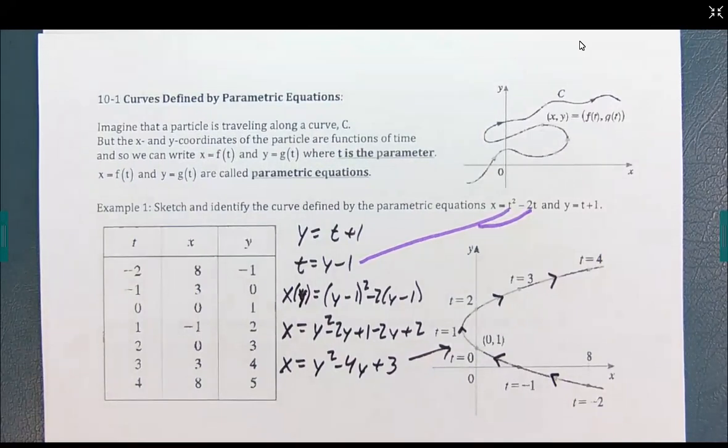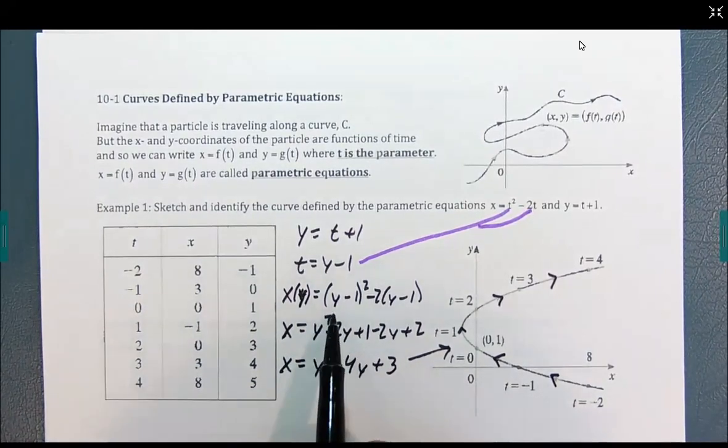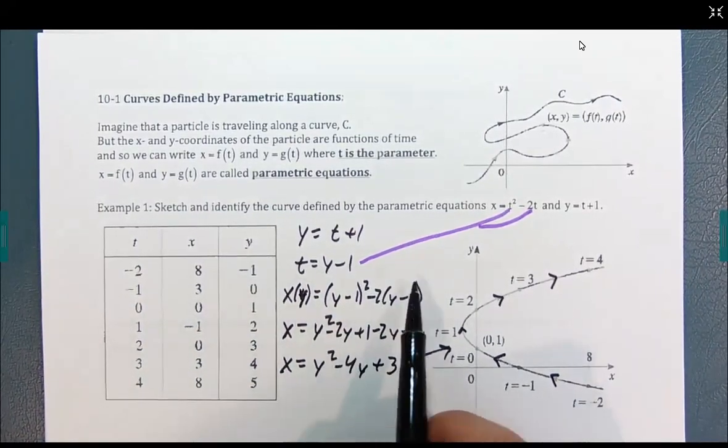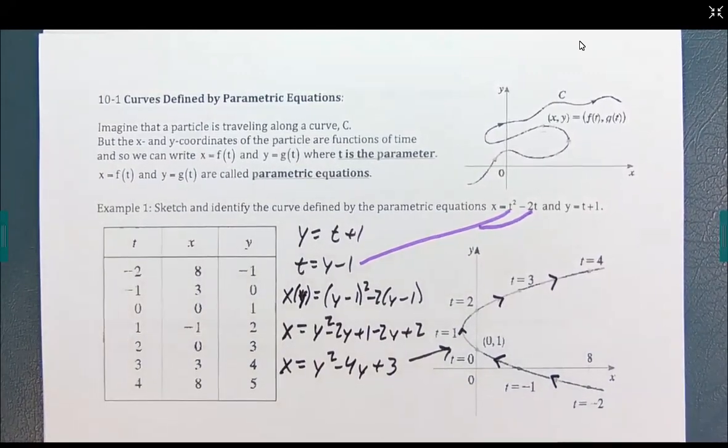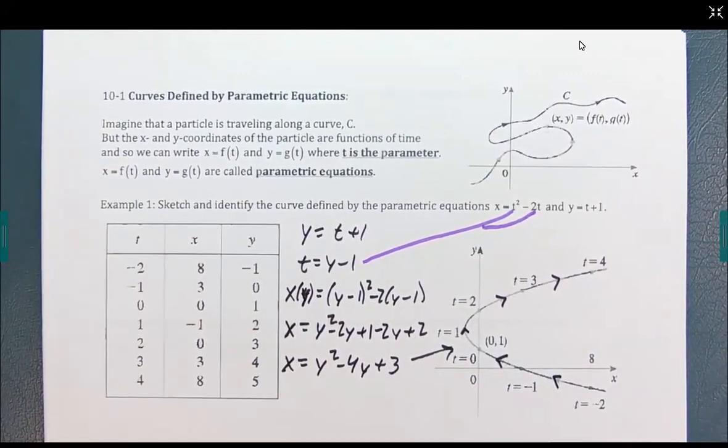So we can go back and forth between them as we do that. If I was given this, I would be able to replace t with y minus 1 and then come up with it. So we can go backwards as well. All right.